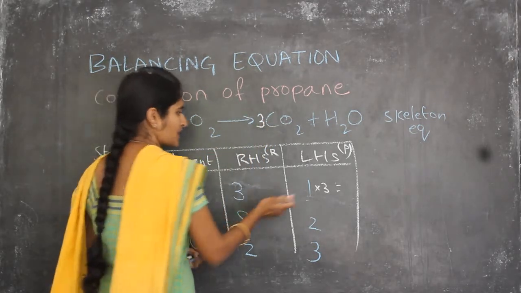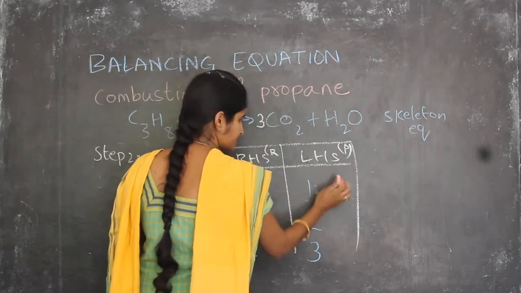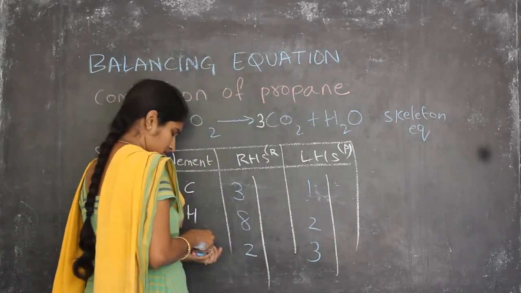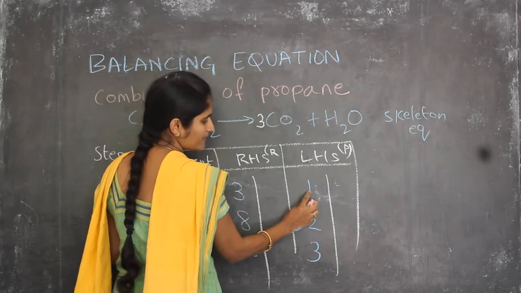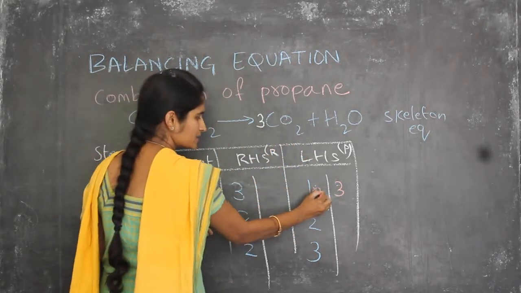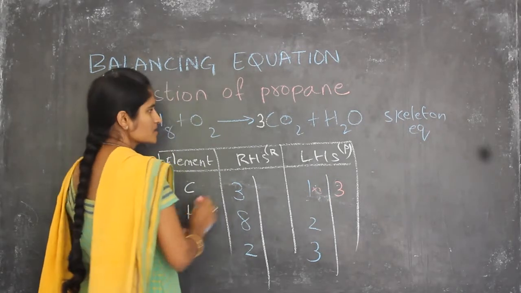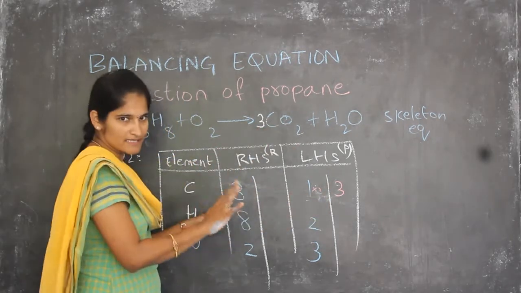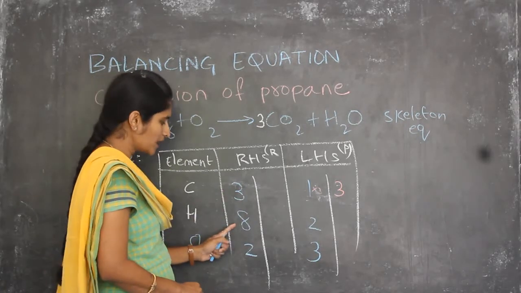Now here I will write it with 3. I have multiplied it with 3 and I have written 3 here. So now here 3 carbon atoms, here 3, here 3. It is balanced. Now we will go for hydrogen.